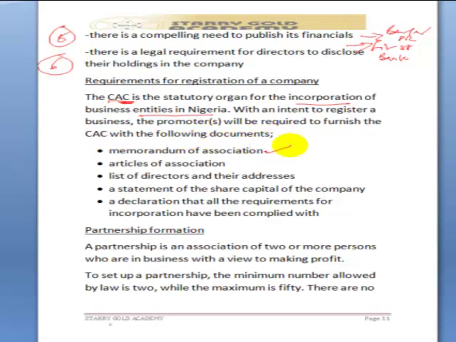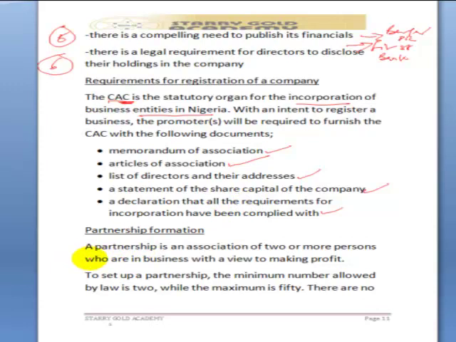1. Memorandum of Association. 2. Articles of Association. 3. List of directors and their addresses. 4. A statement of the share capital of the company. 5. A declaration that all the requirements for incorporation have been complied with. These are requirements that will be expected to be provided by the promoters of a business in Nigeria to the Corporate Affairs Commission.